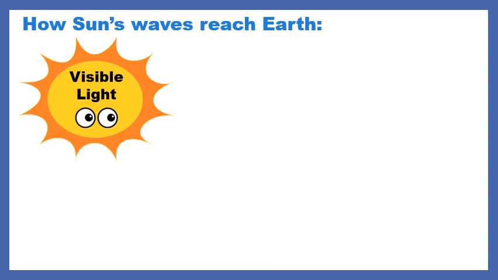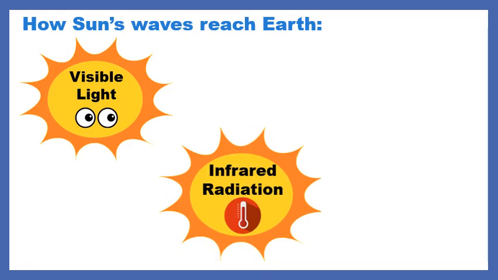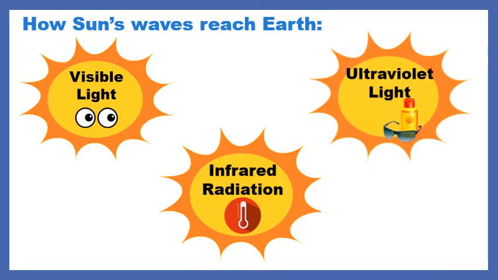Another way that the sun's waves will reach Earth is through infrared radiation, and that allows us to feel the temperature of Earth. Those are the waves that will make our thermometer increase on a hot day, or will let us feel the heat on our bodies as we lay on the beach. And the final wave is called ultraviolet light, and these are the waves that we need to protect our body against because they can actually damage our skin, damage our eyesight, and even damage our DNA, resulting in skin cancer.